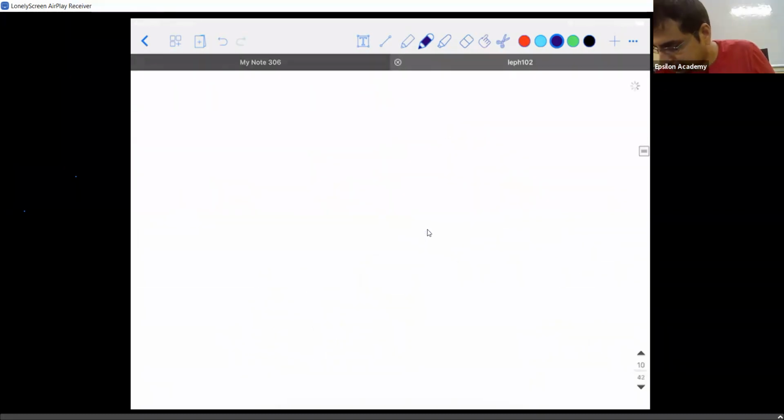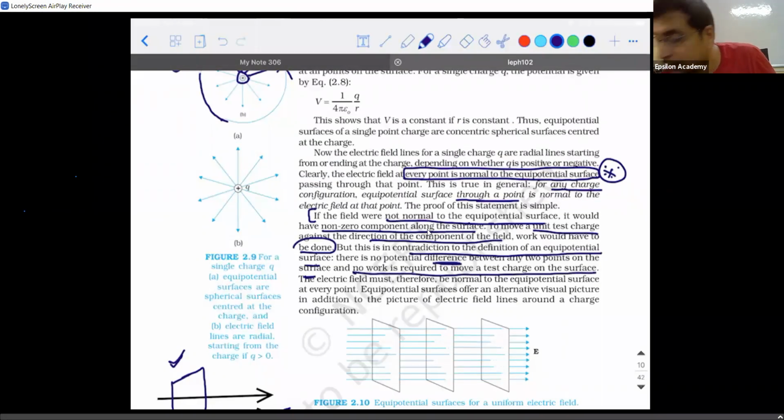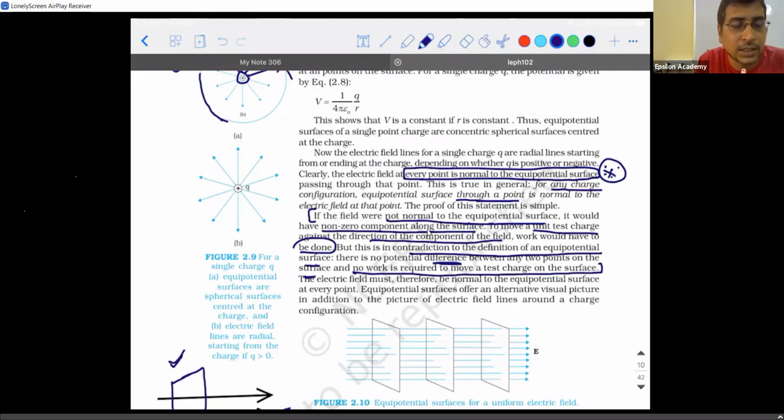Read it. If the field were not normal to the equipotential surface, it would have a non-zero component along the surface. To move a unit test charge against the direction of the component of the field, work would have been done. But this is a contradiction to the definition of equipotential surface. There is no potential difference between any 2 points on the surface. Hence, no work is required to move a test charge on this surface. So this is an important question they will ask. There is no work that needs to be done to move a charge on an equipotential surface. Why? Because the potential at every point is going to be the same. And that is the reason why the electric field must therefore be normal to the equipotential surface at every point.